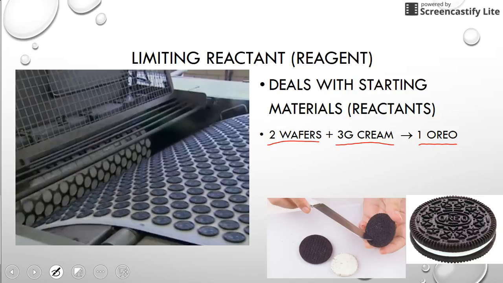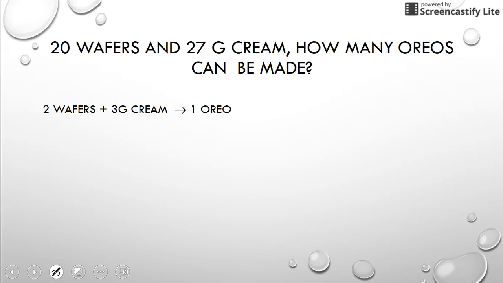One of those things would be a limiting reactant. One of the starting materials will be the limiting reactant. And the way you determine that is you figure out how much product each one will make. This is a nice how-to-make-an-Oreo thing. So 2 wafers and 3 grams of cream make 1 Oreo. That's your balanced equation. So if we have 20 wafers and 27 grams of cream, how many Oreos can we make?